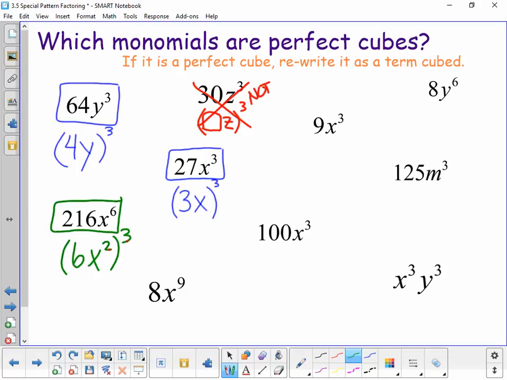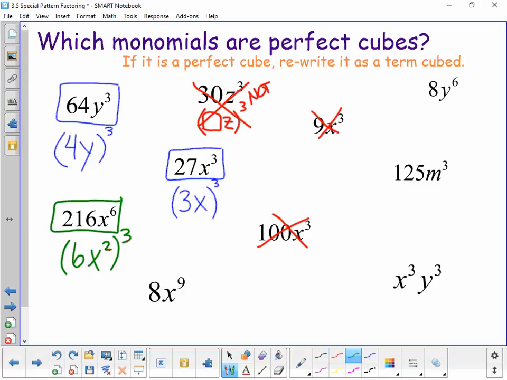And there's a few more here. Let's see. 100x to the third power. 100 is a perfect square, not a perfect cube. 9x to the third power is a perfect square. 9 is a perfect square, not a perfect cube. So that's a weird combination that doesn't work to make a perfect cube.